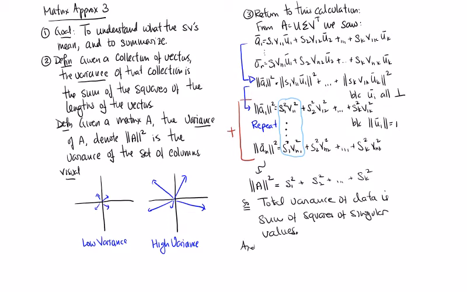But moreover, it tells us one more thing. It tells us that the variance in each direction is that singular value squared. So the variance in direction u_i is s_i squared.